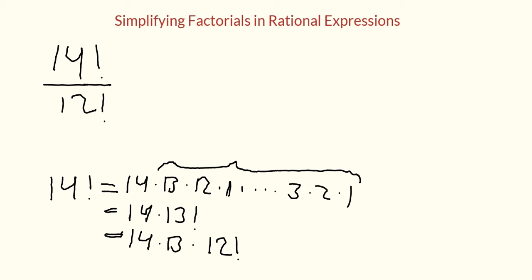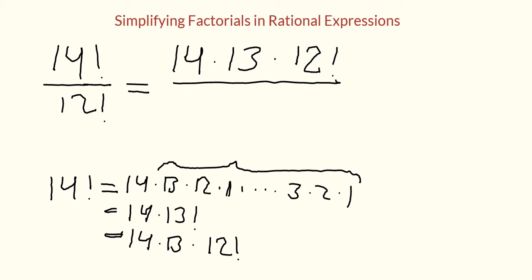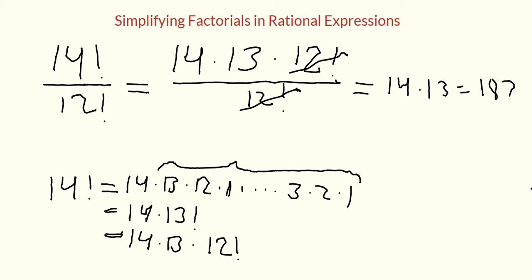And that works out very conveniently for us whenever we can write this fraction out up top as now 14 times 13 times 12 factorial all over 12 factorial. The 12 factorials will then cancel out. And that leaves us with 14 times 13, which is equivalent to 182.